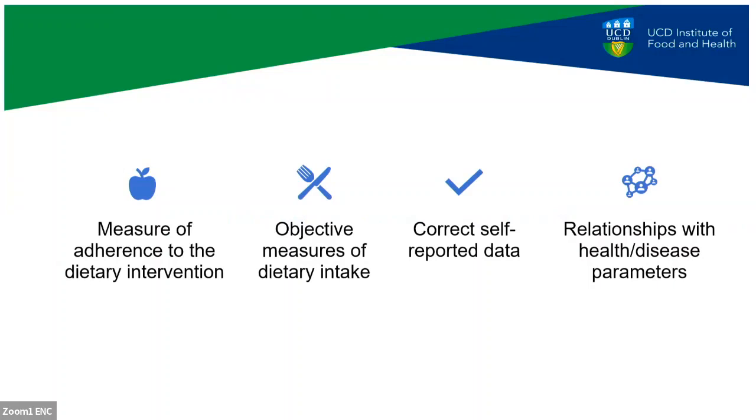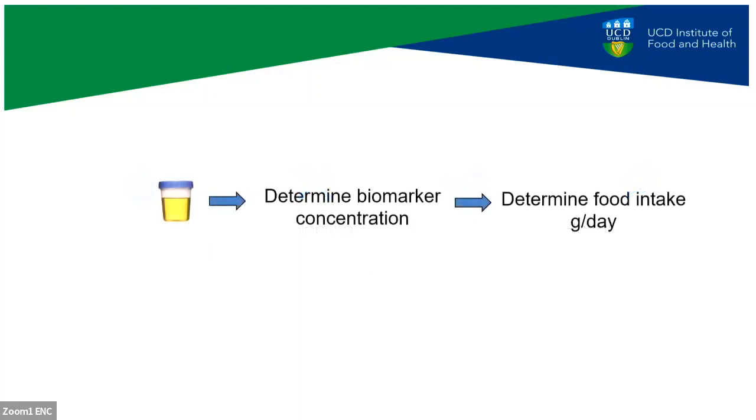So ultimately, if we're here in this area looking for objective biomarkers of intake, what we'd really like to do is take a urine sample, determine a biomarker concentration in that urine sample, and tell exactly what an individual has eaten in terms of grams per day. So we set out to see, well, actually, could we do this? And could we do this with some of the well-established biomarkers that are known in the literature?